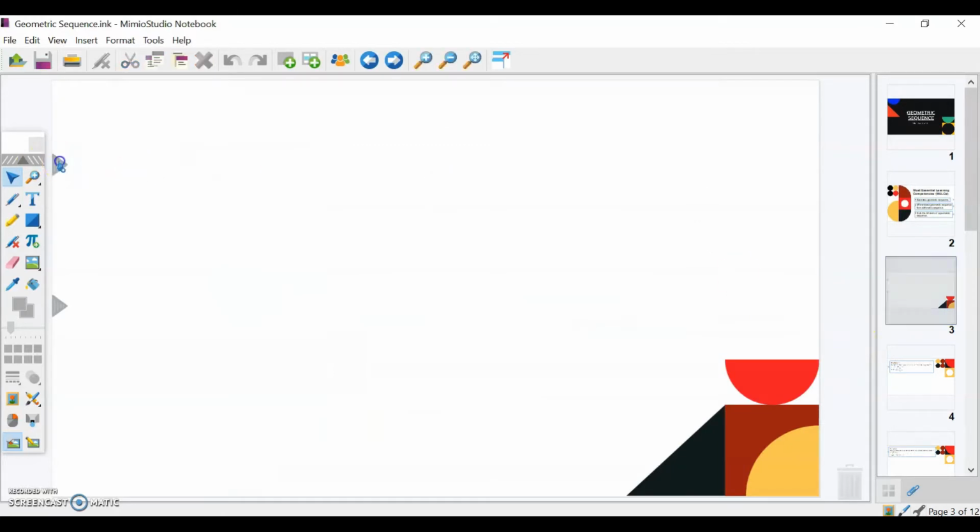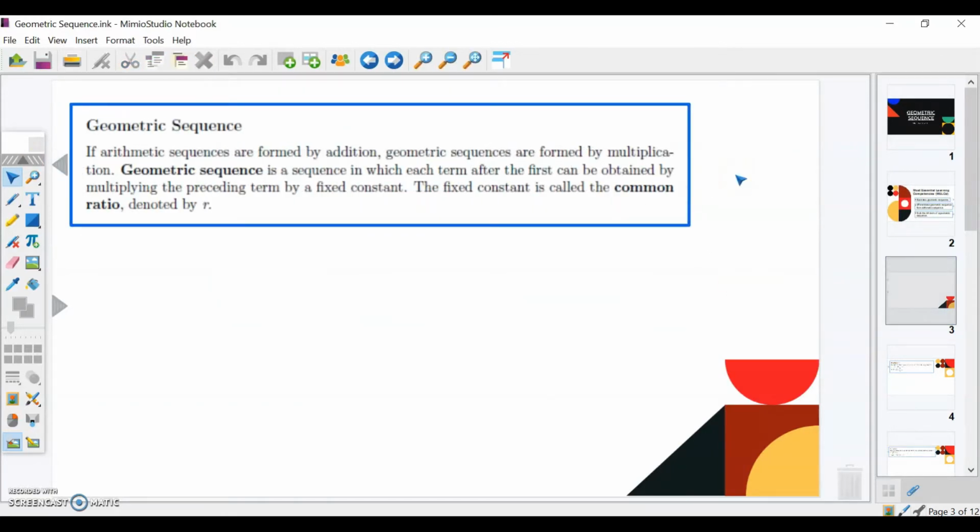So, what is the definition of a geometric sequence? If arithmetic sequences are formed by addition, geometric sequences are formed by multiplication. A geometric sequence is a sequence in which each term after the first can be obtained by multiplying the preceding term, or the previous term, by a fixed constant. The fixed constant is called the common ratio, which is denoted by r.